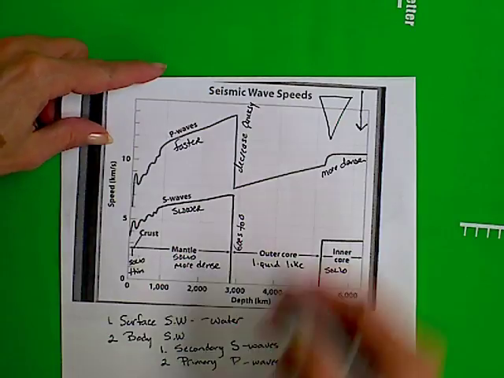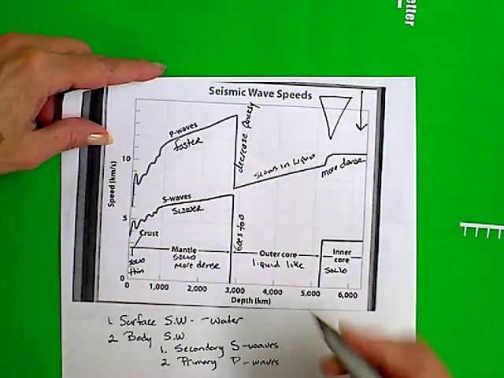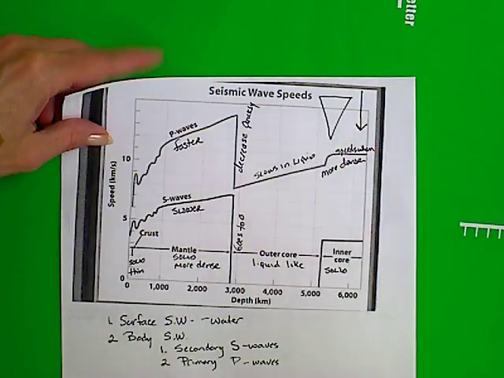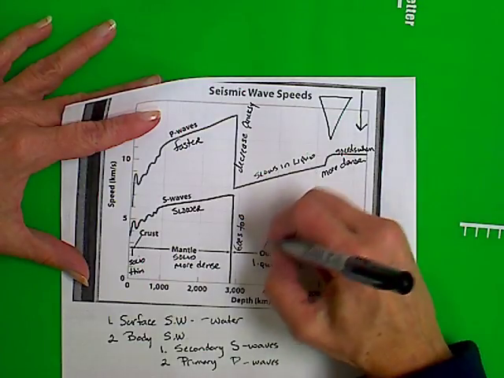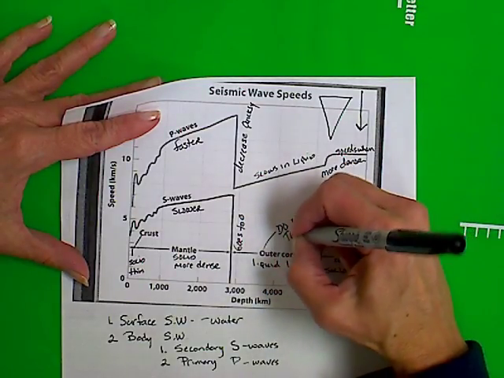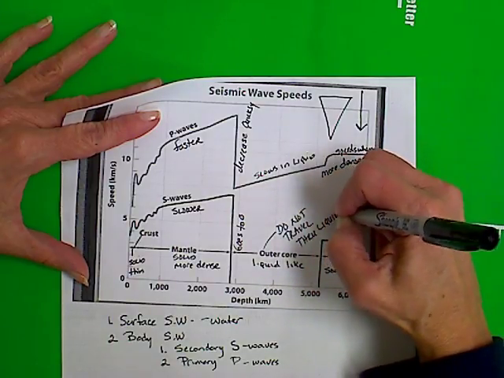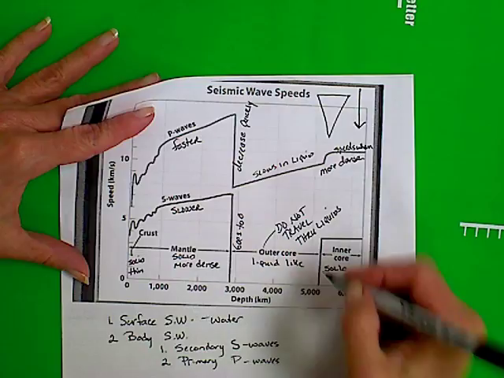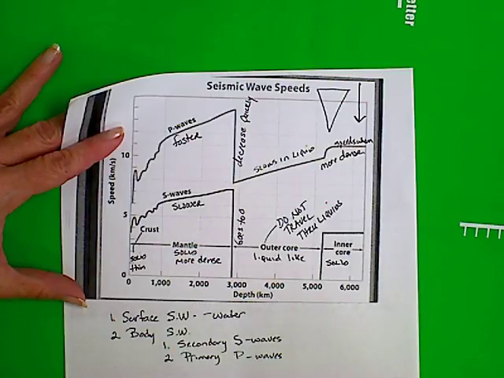All right? So our speed slows in liquid and then speeds up when more dense. All right? That's what happens with our P waves. Our S waves, on the other hand, go right to zero, and they do not travel through liquids. But when we get back to our solid again, they appear. And they come right up and speed up and slow, then level off. All right?